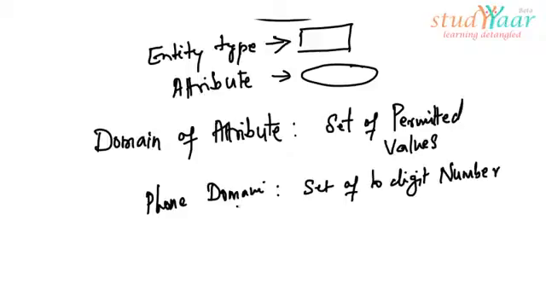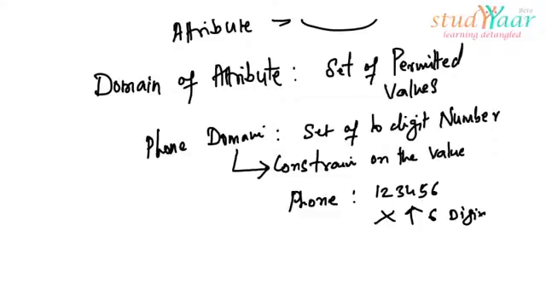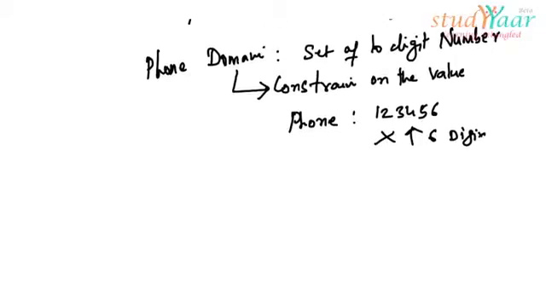Domain works basically as a constraint on the value. It's a constraint on the value of the attribute. Okay, when I say the domain is 10-digit number, then I cannot have a phone number which is 1 2 3 4 5 6, right? Because this is a 6-digit number, so it's not allowed. So we've covered domain of an attribute.